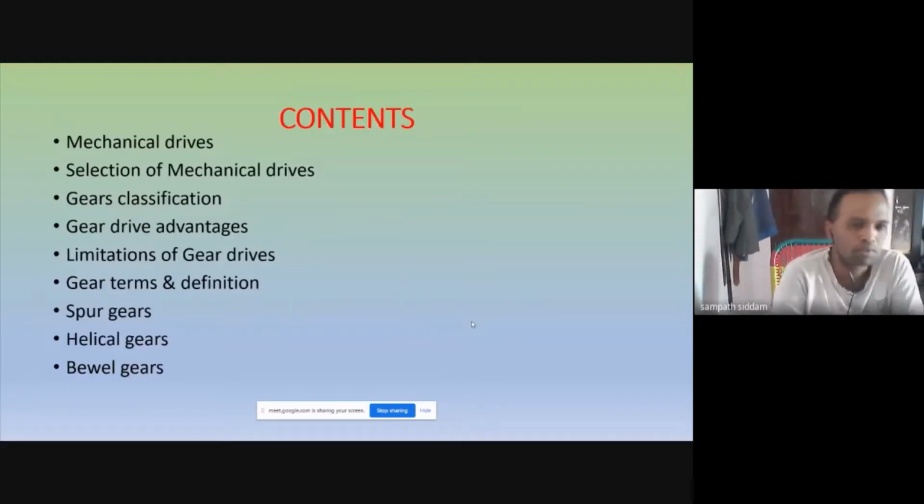In this we are going to deal with these topics. The contents are: mechanical drives, selection of mechanical drives, gear classification, gear advantages and limitations, gear terms and definitions, and spur gears, helical gears, and bevel gears. These are the topics we'll learn in unit number 4, the first topic of gear drives. Let us start with the first one, mechanical drives.